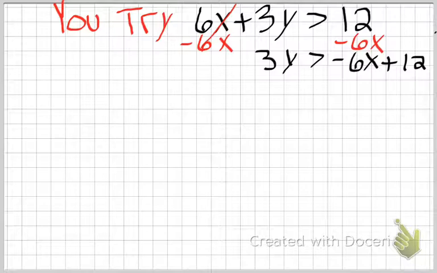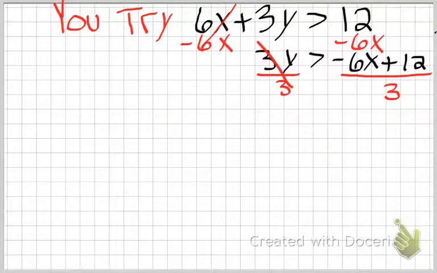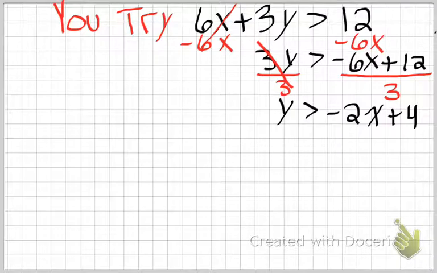Finish by dividing both sides by 3 to get y by itself. Now remember, it's the entire right side divided by 3. So the 3's cancel on the left side. That was pretty straightforward. So you have y greater than. Now, negative 6x divided by 3. Negative 6 divided by 3, well, that's negative 2. So we have negative 2x. Now, 12 divided by 3, well, that's 4. It's still positive, so plus. So our equation is y is greater than negative 2x plus 4. That's what you're doing. Now do it exactly like we did this one.